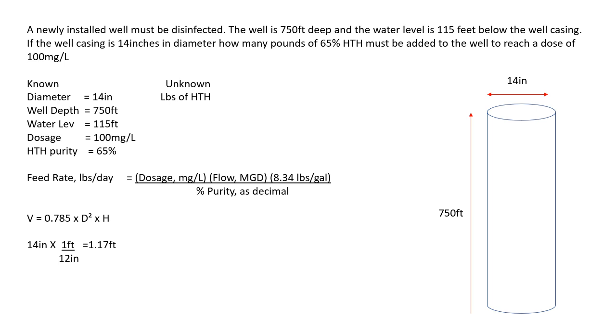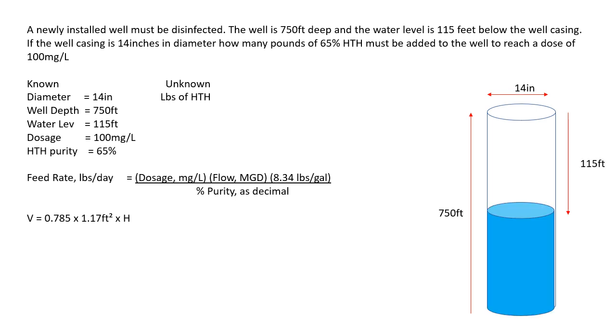So we can plug that into our formula and we're going to have to find the height of our water. Our problem states that the water level is 115 feet below the casing, so the surface. So you have a well that's 750 feet deep. There's a space of 115 feet from the ground to the level of the water. So to find the height of your water, you're going to subtract 115 feet from the 750 feet. So 750 feet minus 115 feet, and that gives you 635 feet.